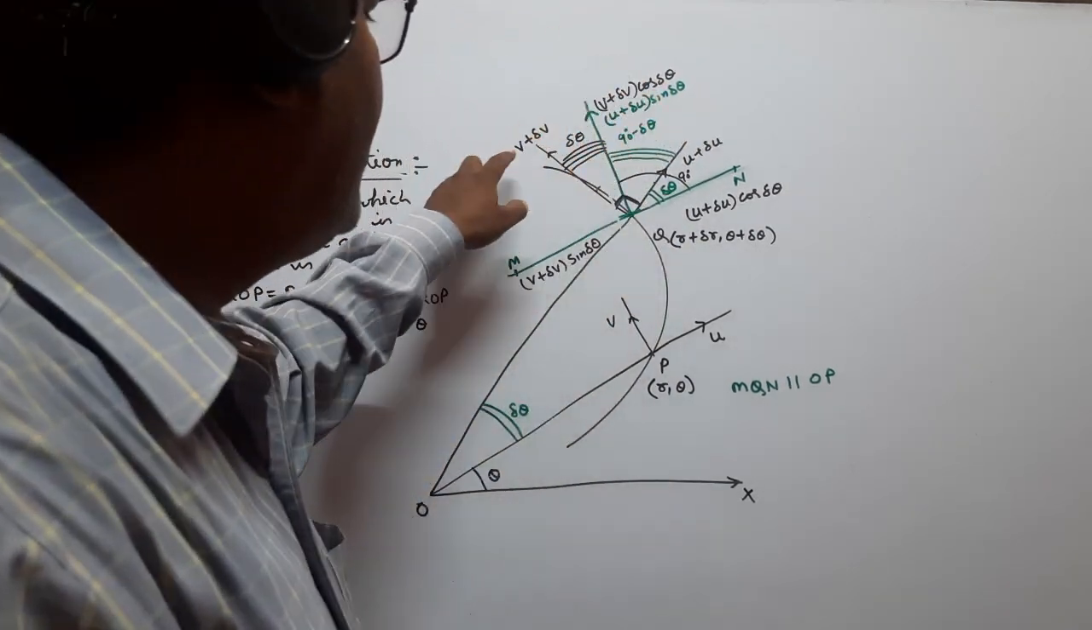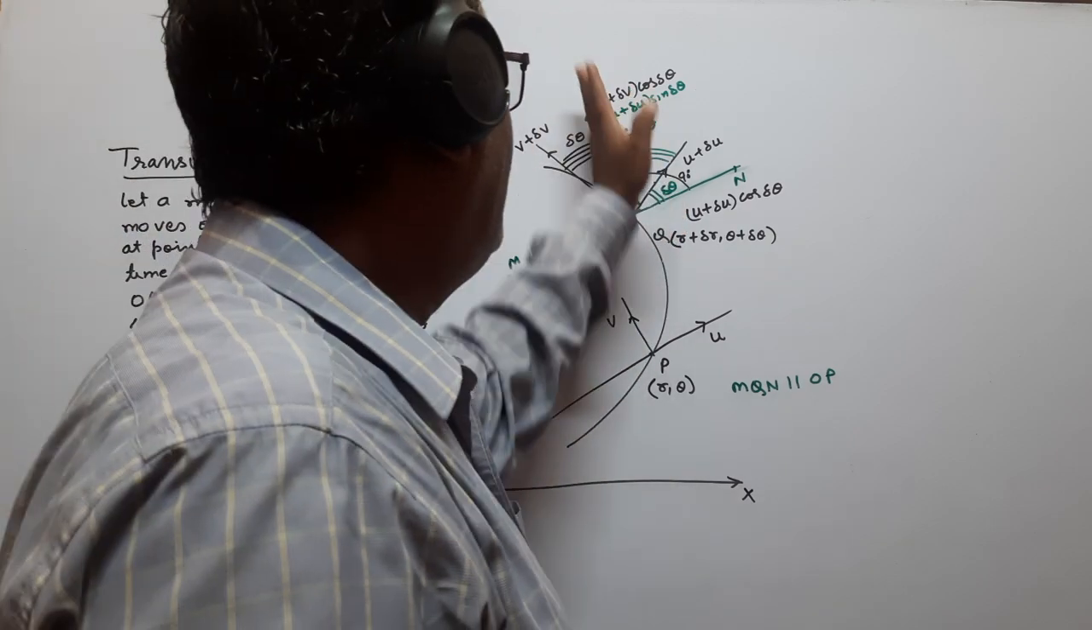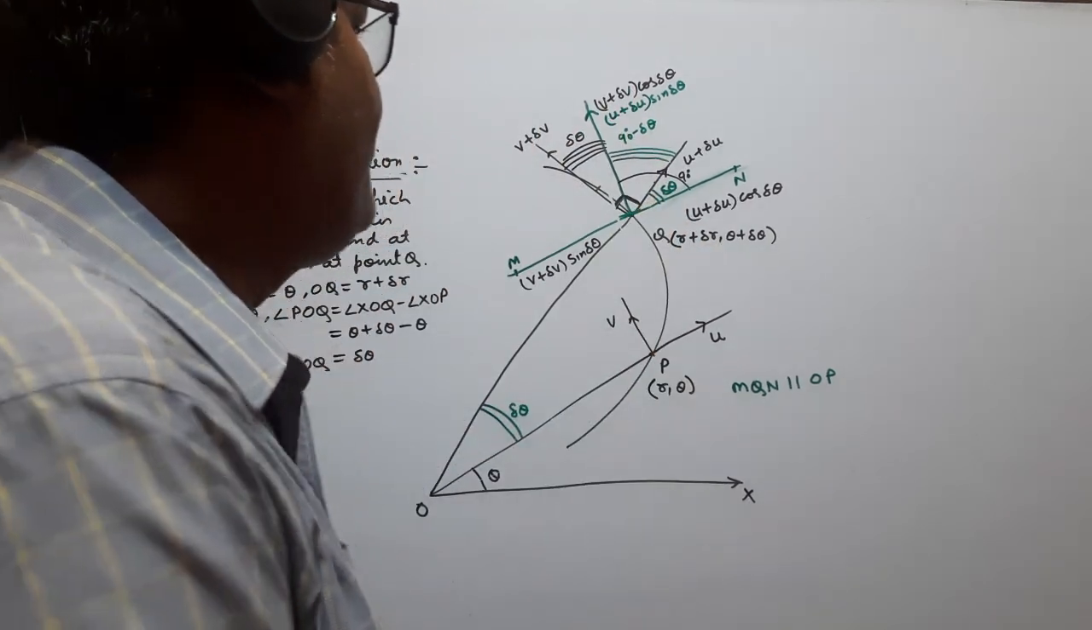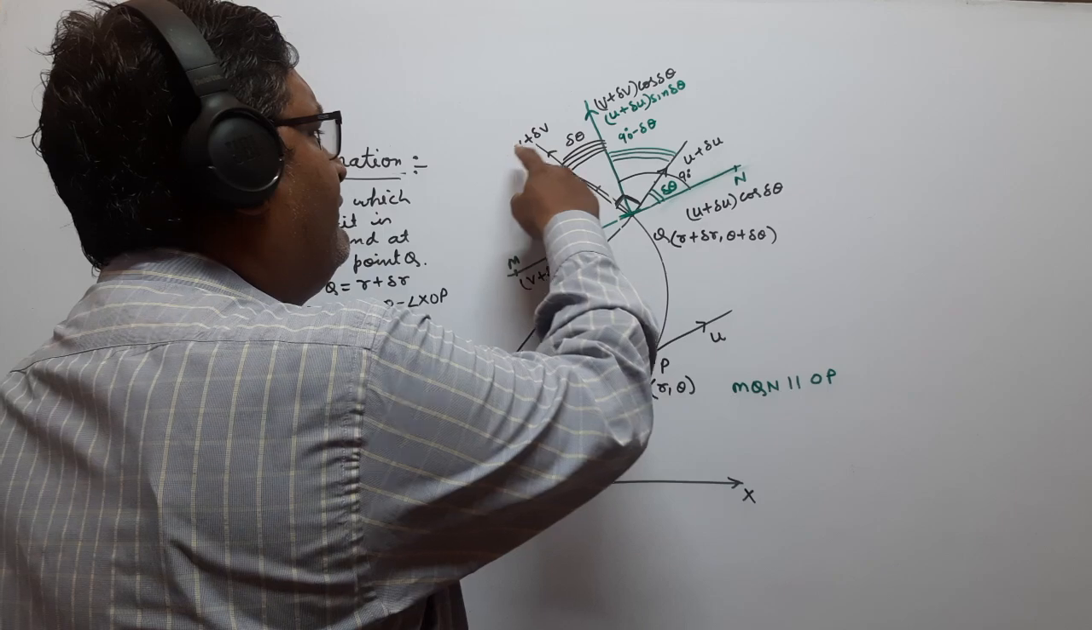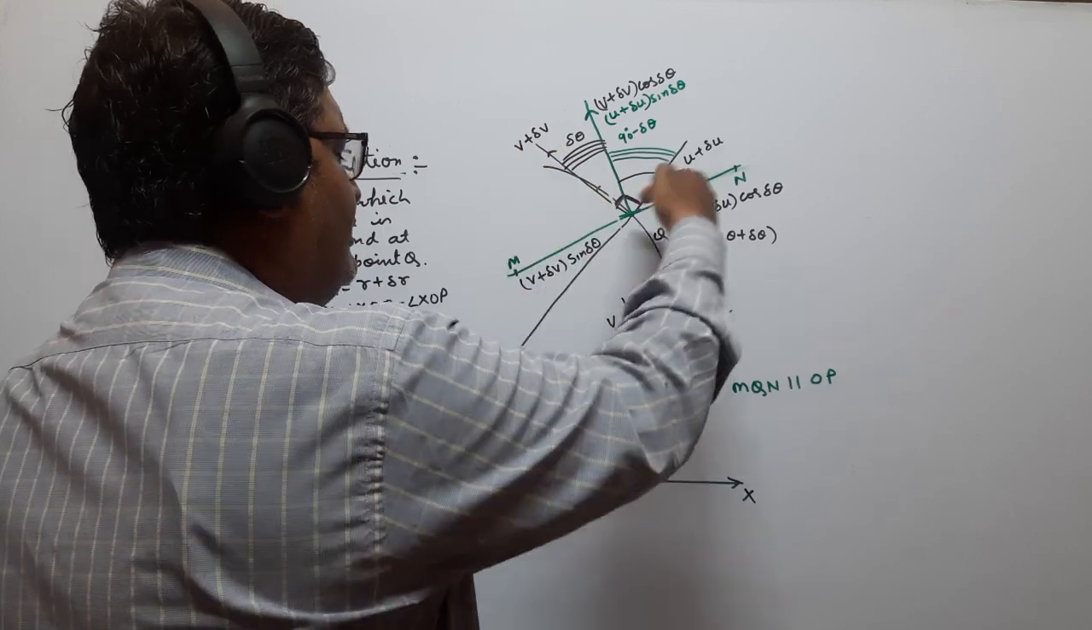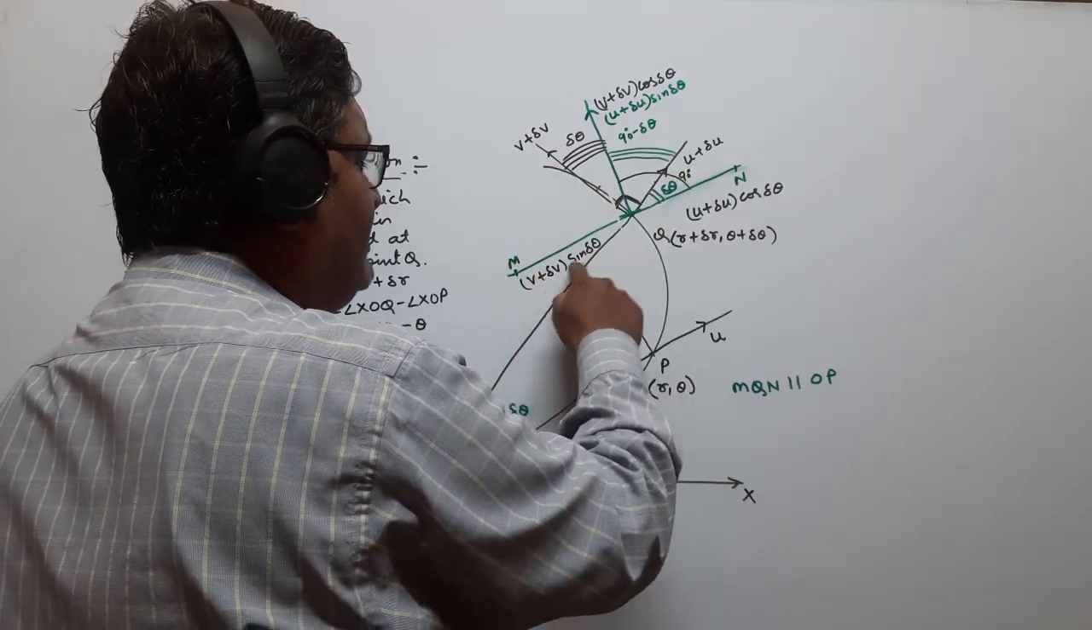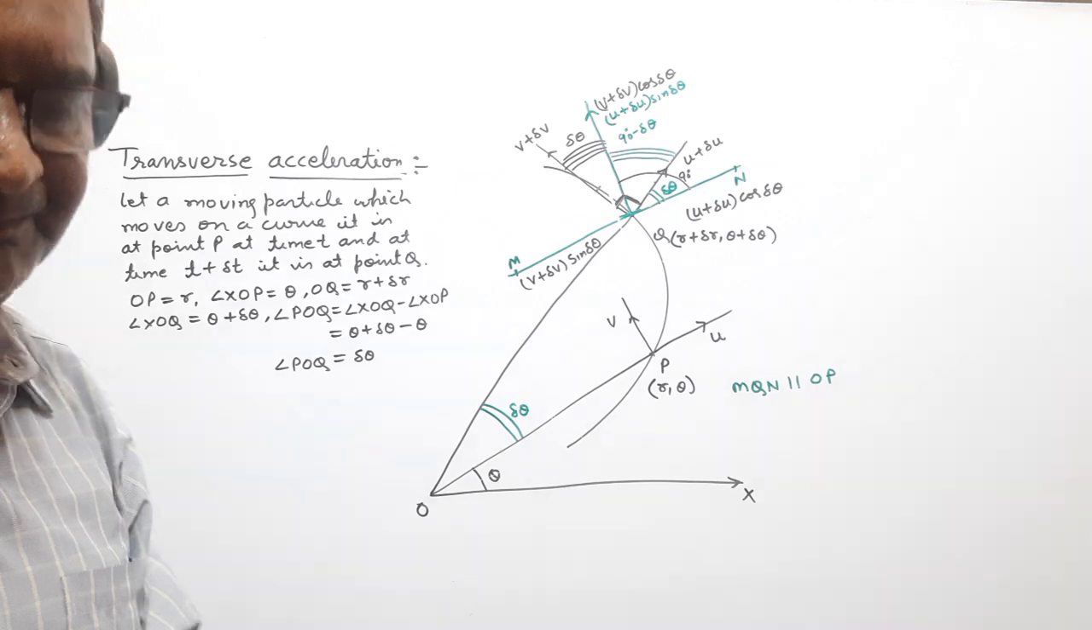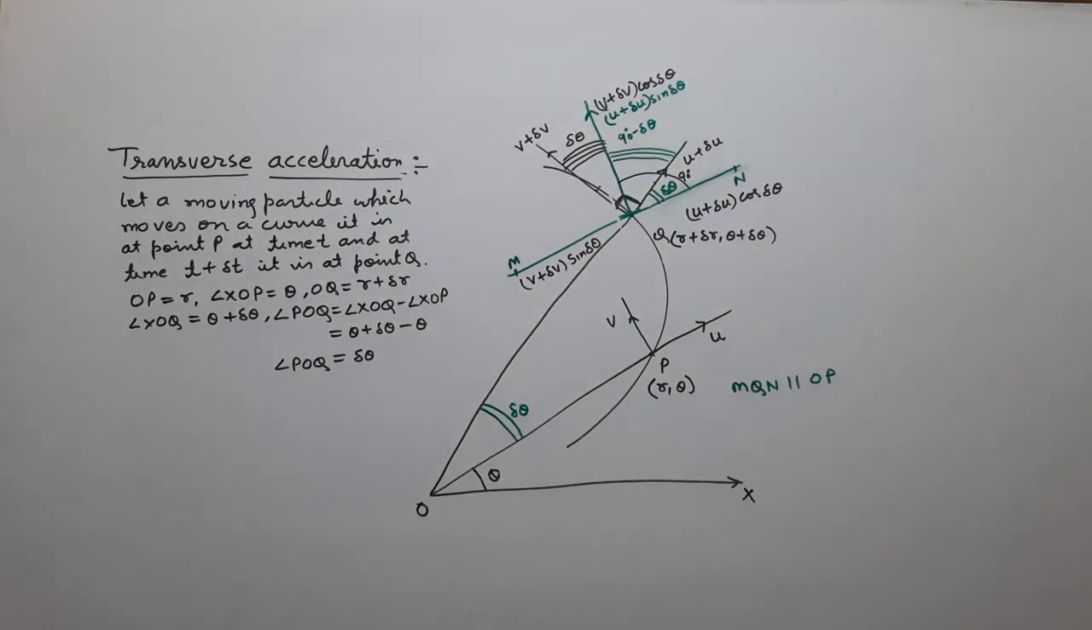This is the horizontal component of V plus del V along this perpendicular line. And the component of V plus del V along this is (V plus del V) sin del theta. So now we find the radial, now we find the transverse acceleration.